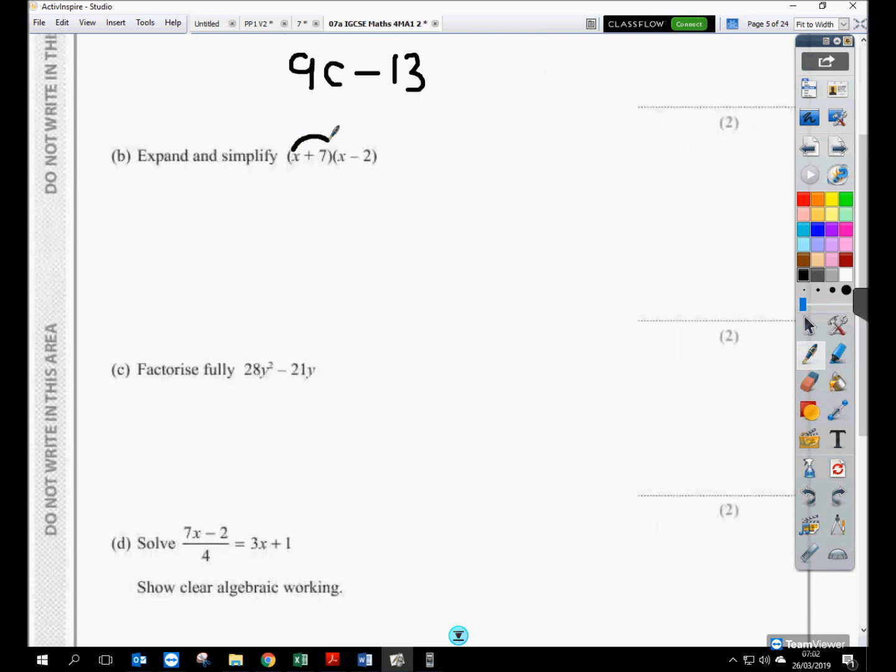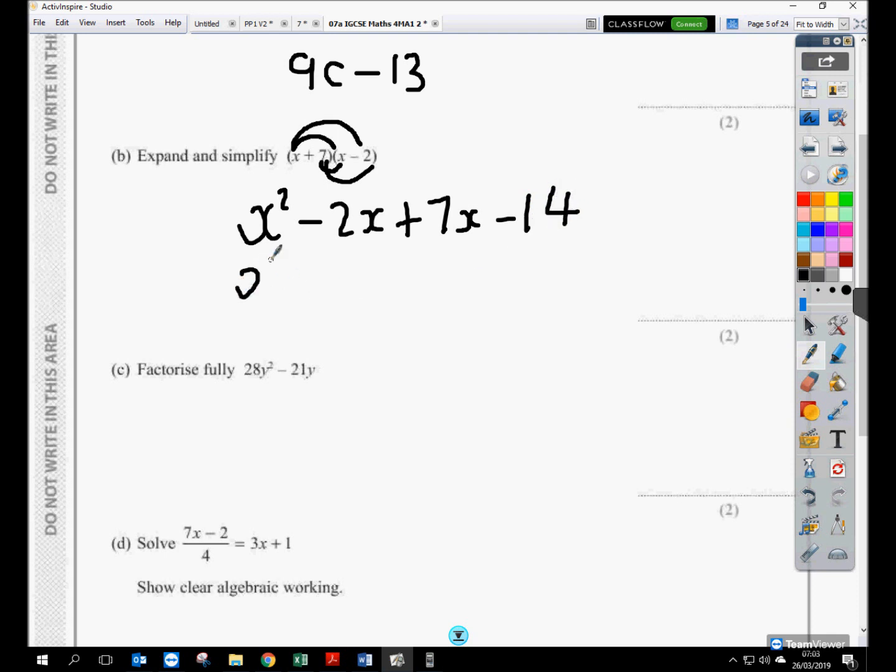Next question. Let's expand the brackets. First to first, first to second, second to first, second to second. So x squared minus 2x plus 7x minus 14. So x squared plus 5x minus 14.